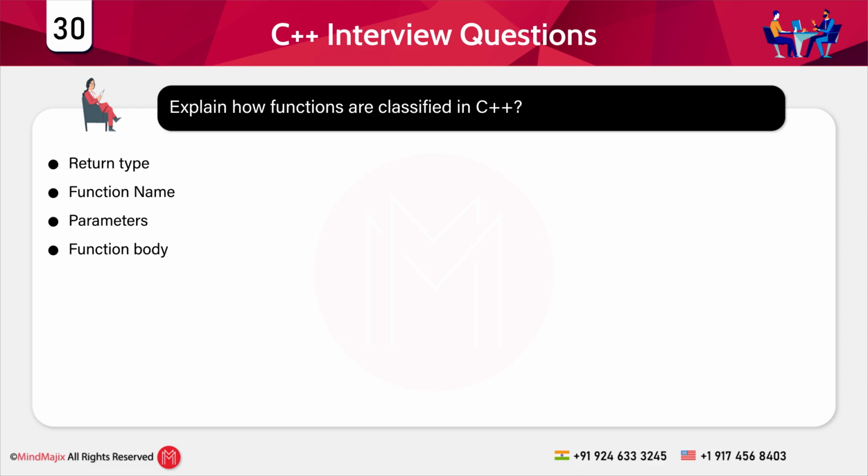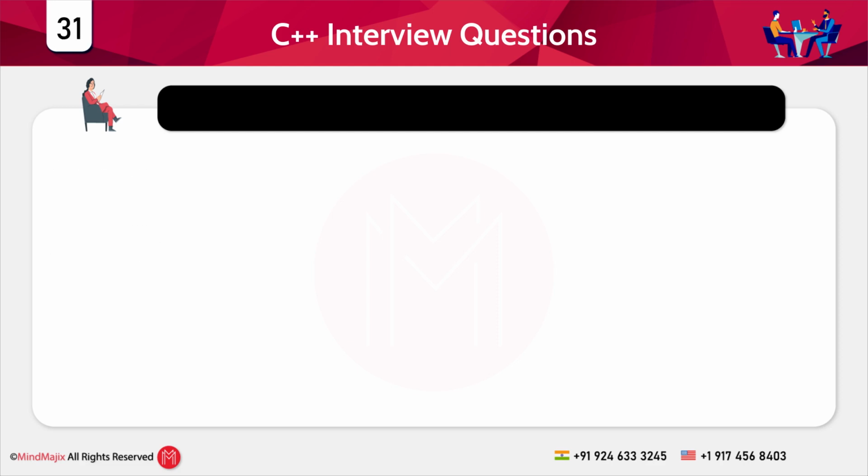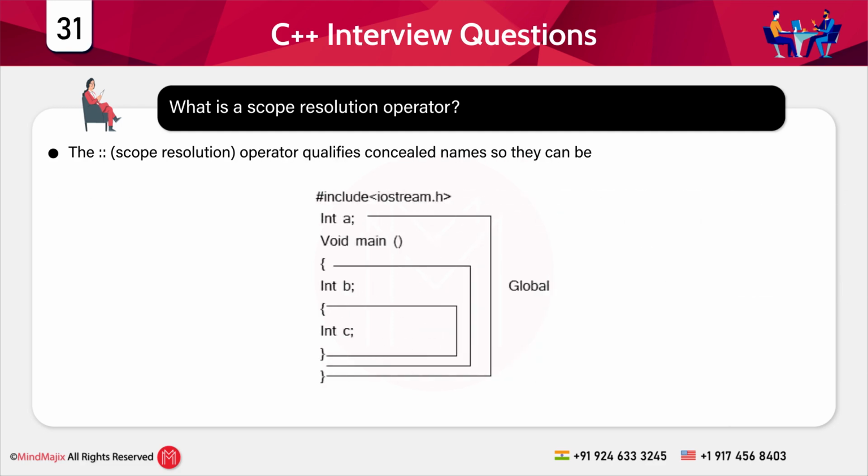In C++, the functions are classified, as you can see on the screen, based on return type, function name, parameters, and function body. The next question is, what is the scope resolution operator? As you can see on the screen, the two colons are nothing but the scope resolution operator. This qualifies concealed names so that they can be utilized. If an explicit declaration of the same name in a block or a class obscures a namespace scope or global scope name, then you can use the scope resolution operator.